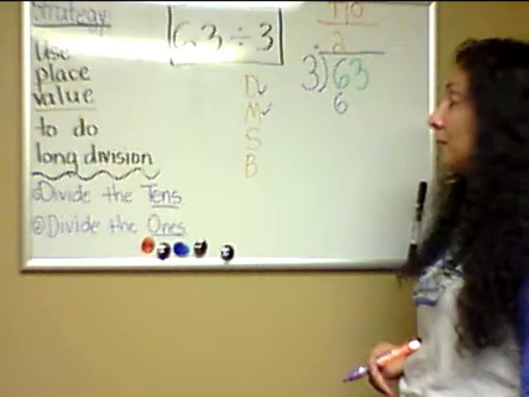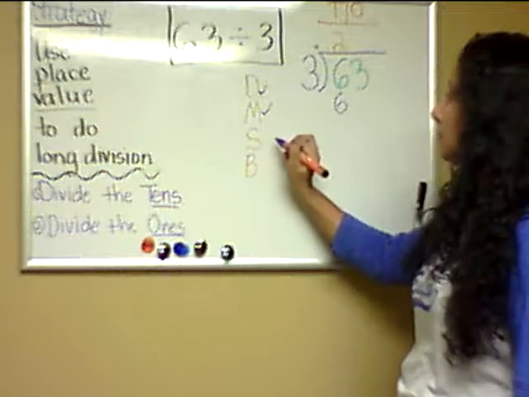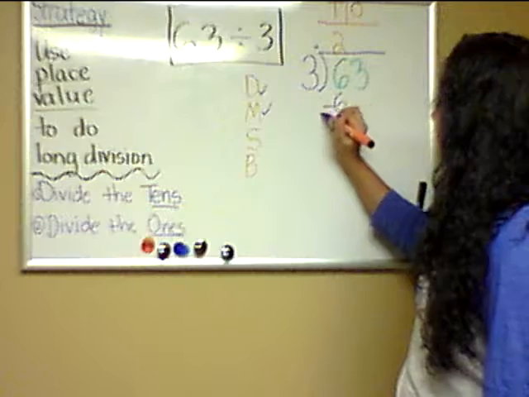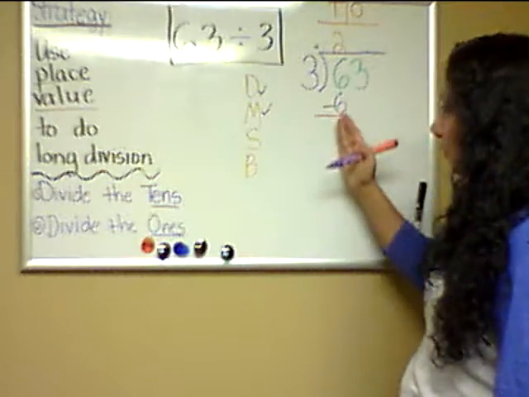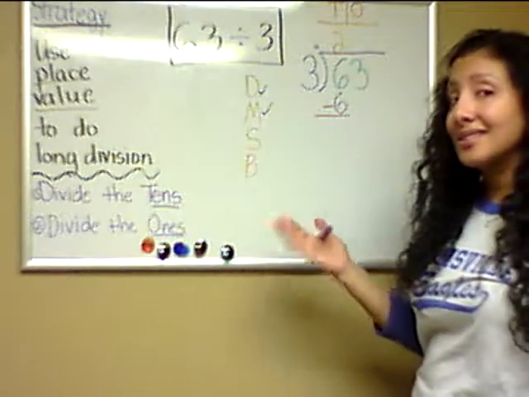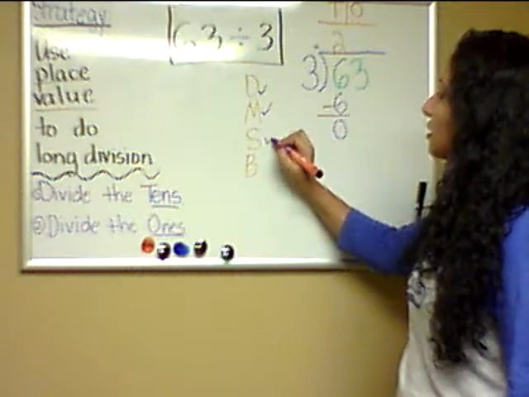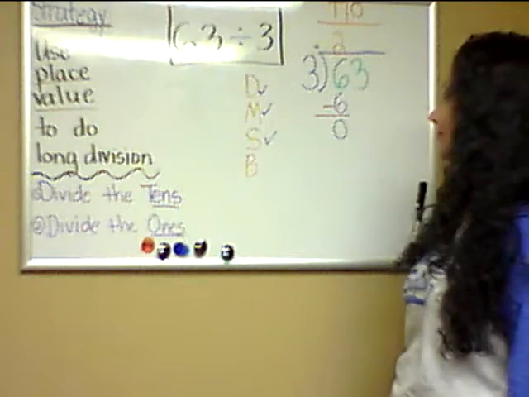Next, third step is to subtract. So what we're going to do is 6 minus 6. You're only working with this. 6 minus 6 is 0. Good job. We just subtracted. Check it off.